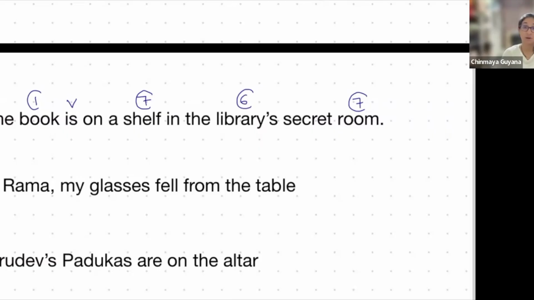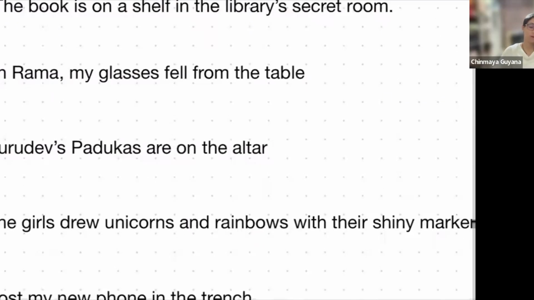Okay. Now what are our numbers? How many books? 1 book. How many shelves? 1 shelf. How many libraries? 1 library. How many secret rooms? 1. So everything in this sentence was singular. Okay? Number 2. Oh Rama, my glasses fell from the table. What is our verb?